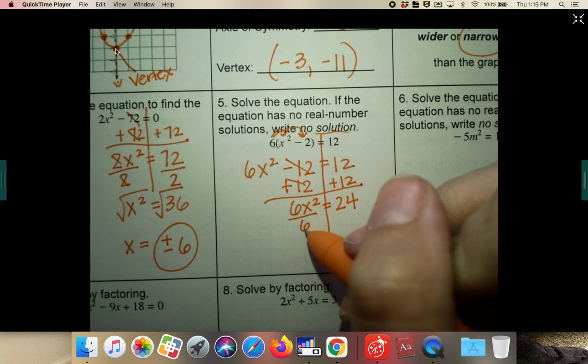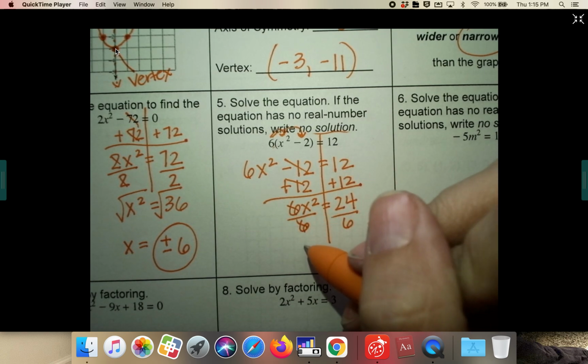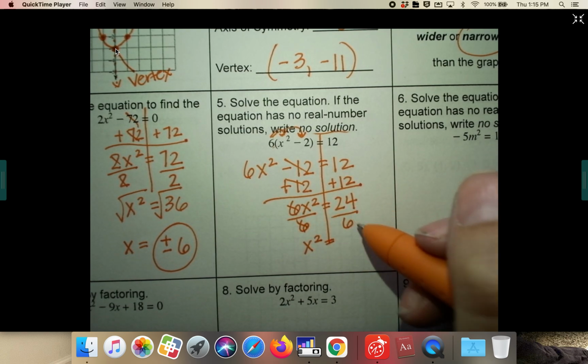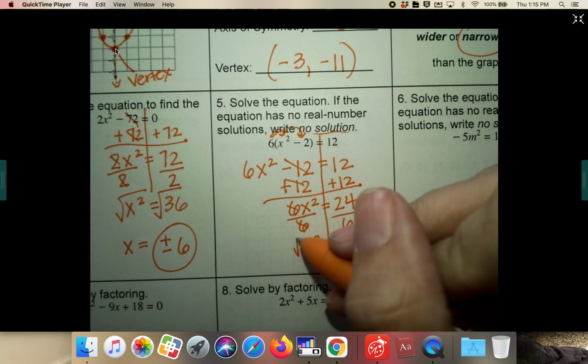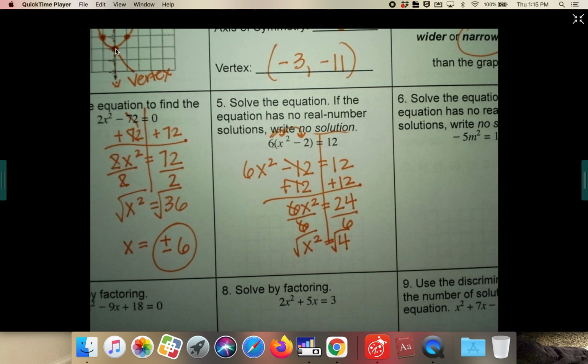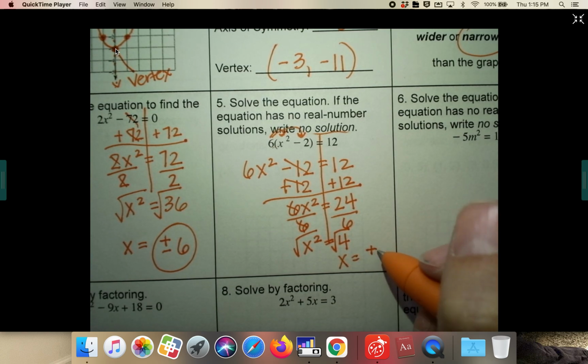Divide both sides by 6. X squared equals 24 divided by 6, which is 4. X squared is 4, so you still need to take the square root of both sides. And once again, it could be 2 or negative 2, because negative times negative would also be positive 4. So your answer is both positive and negative, not 4, but 2. Oops, I almost put 4.